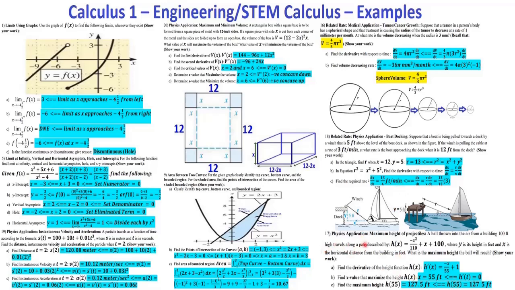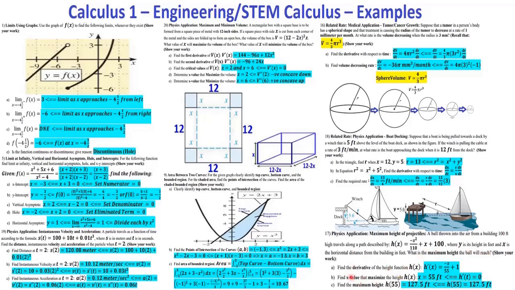Okay, so this is another physics application: maximum height of a projectile. The height of the projectile is given as minus x squared over 110 plus x plus 100, where y is the height and x is the horizontal distance. Then find the maximum height of this projectile.